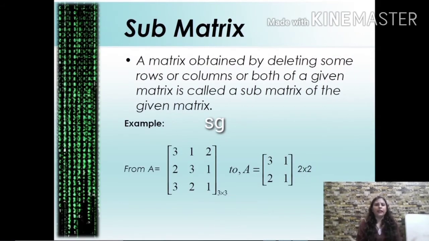Now, if we have a 3 cross 3 matrix, which is the first one, 3, 1, 2, 2, 3, 1, 3, 2, 1, going row wise, and I take a few elements from this and have another 2 cross 2 matrix, that is 3, 1, 2, 1. So this represents a submatrix, right?